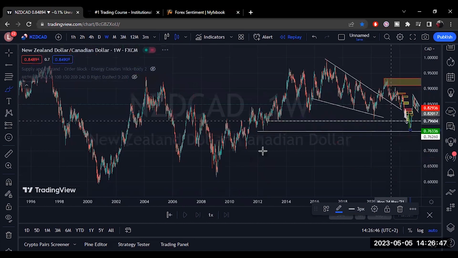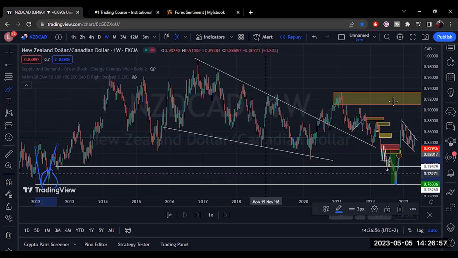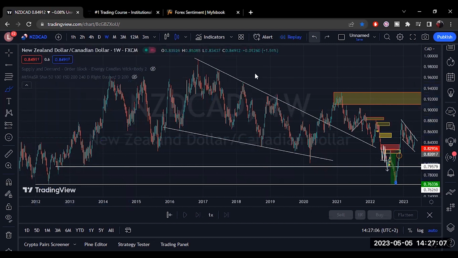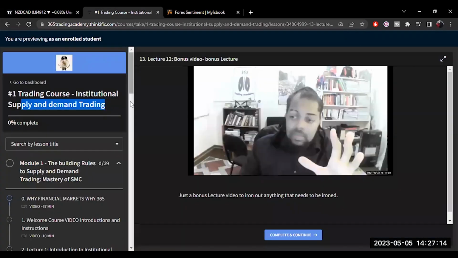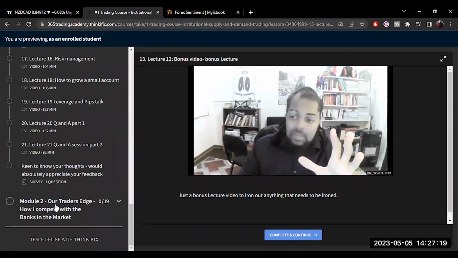Okay, so on a weekly area of value, this area where I drew my blue line, you can see there was a clean value-based demand, and then price is potentially, not always, but potentially going to give us a price match, all right? Or maybe you never heard me say this. I'll say it properly. In the instance of value-based demands, and I know I've said it, I've said it here. Here's module 2, our trader's edge, how I compete with the banks in the market.